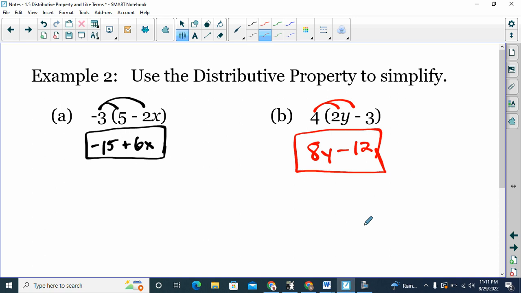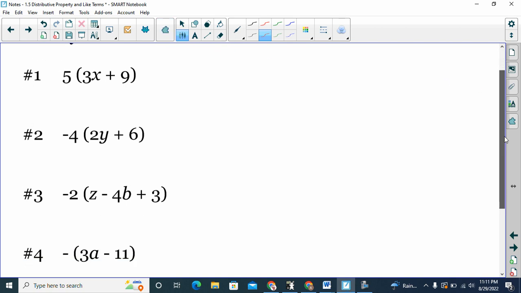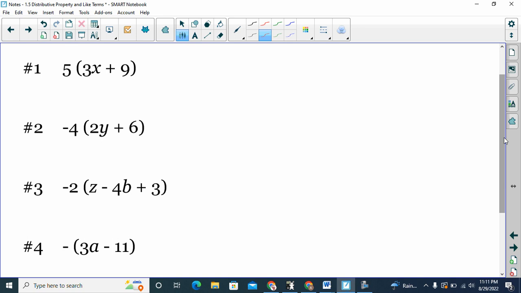That is the distributive property. That is our first topic for the day. What I want you to do right now is pause this video, and I want everybody to try these 4 problems in your notes. Once you think you have all of them, once the majority of the class, or all of the class has all of them, you can restart the video and it'll show you the solutions.